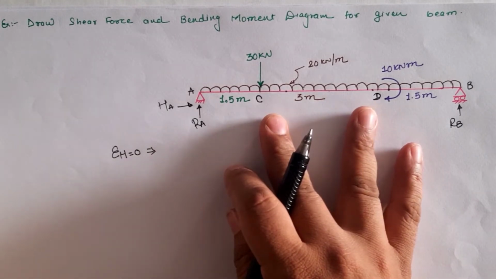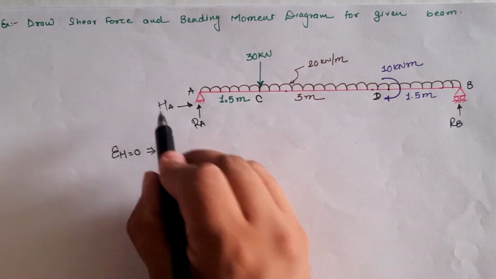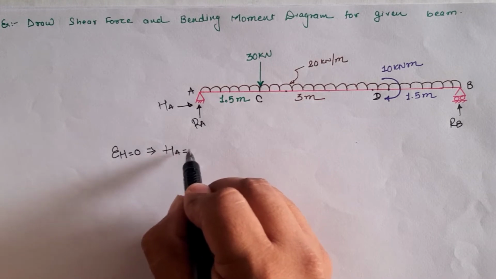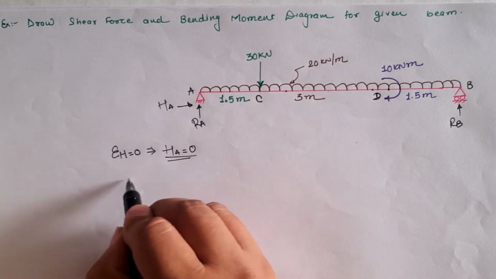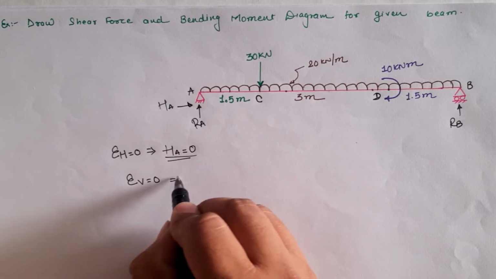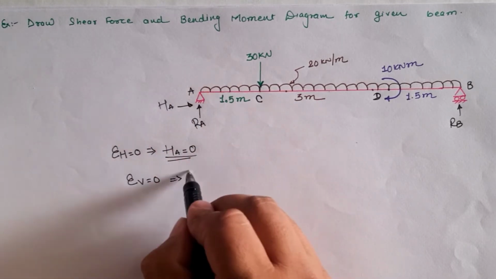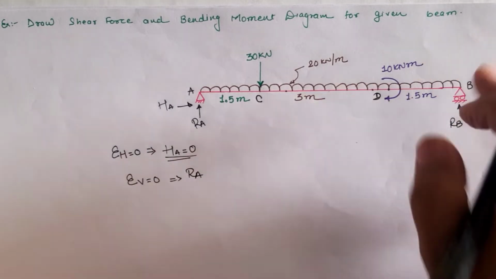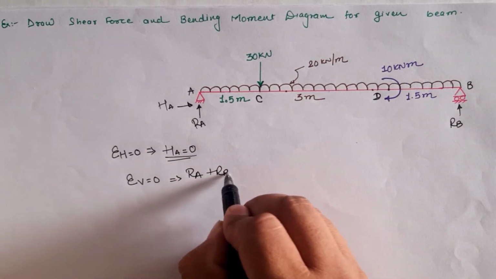Now if we take the equilibrium condition sigma H equal to 0, then due to the absence of horizontal loading or inclined loading, our horizontal reaction at location A must be equal to 0. Now the second equilibrium condition is sigma V equal to 0. We will have vertical reaction RA, vertical reaction RB.